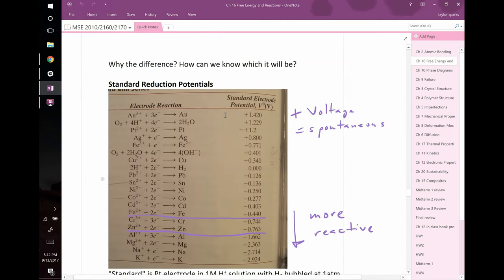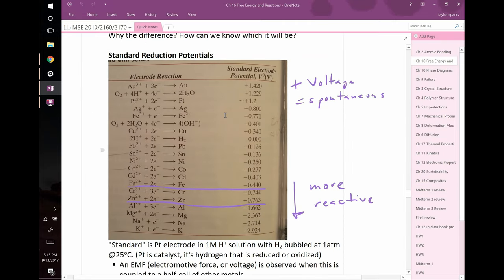So what would you pair it up with? If you wanted to make a sacrificial anode, you want something higher or lower? You want something lower because things that are lower on the table get oxidized. Right now, these are all written as reductions. We want iron to be reduced, so we want the things below it to be oxidized. They are currently more negative, which means when we flip them, they'll be more positive and more spontaneous, right?